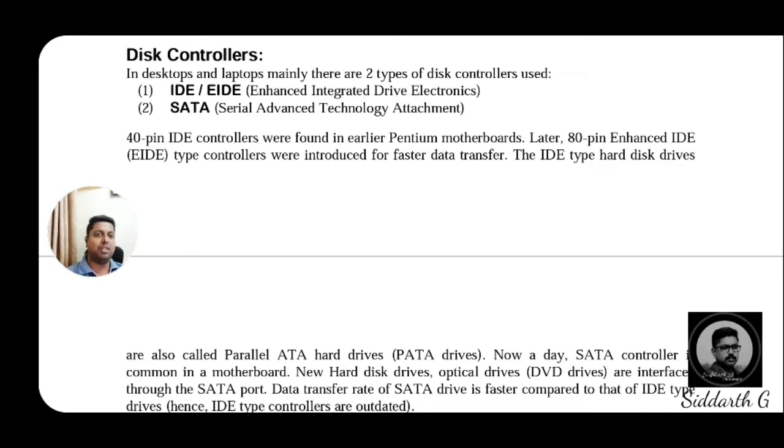At that time, these were the kinds of devices we were using. But later, 80-pin Enhanced IDE, EIDE (Enhanced Integrated Drive Electronics), was introduced for faster data transfer. And in IDE again we have two types, as we said earlier: the hard disk controller and the floppy disk controller.